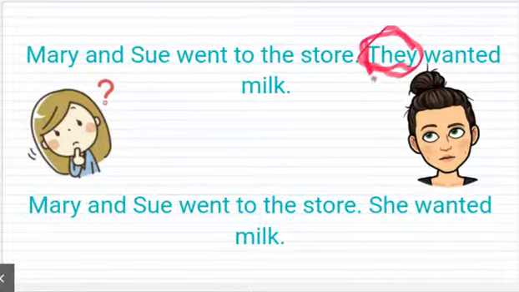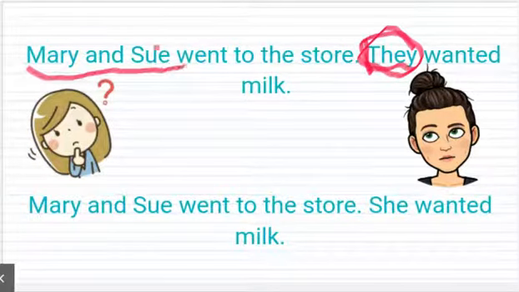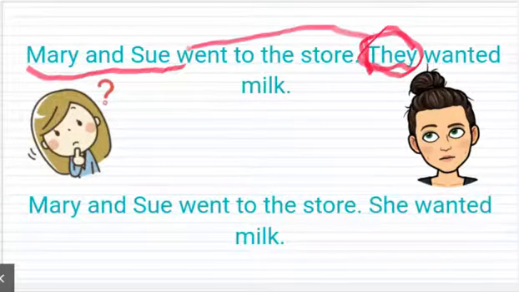And the way that this works is you look kind of backwards in the writing to the last set of nouns or noun that this pronoun could be referring to. So in this case, Mary and Sue are the last they that are mentioned. So this pronoun refers to Mary and Sue.